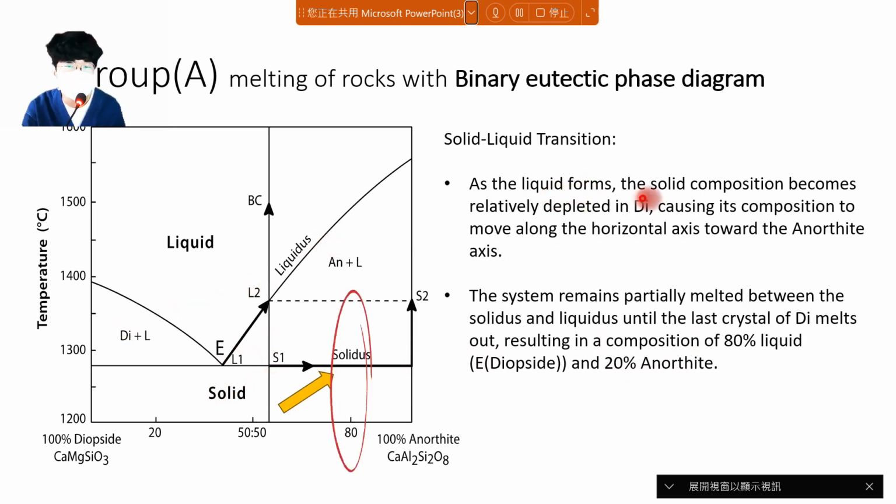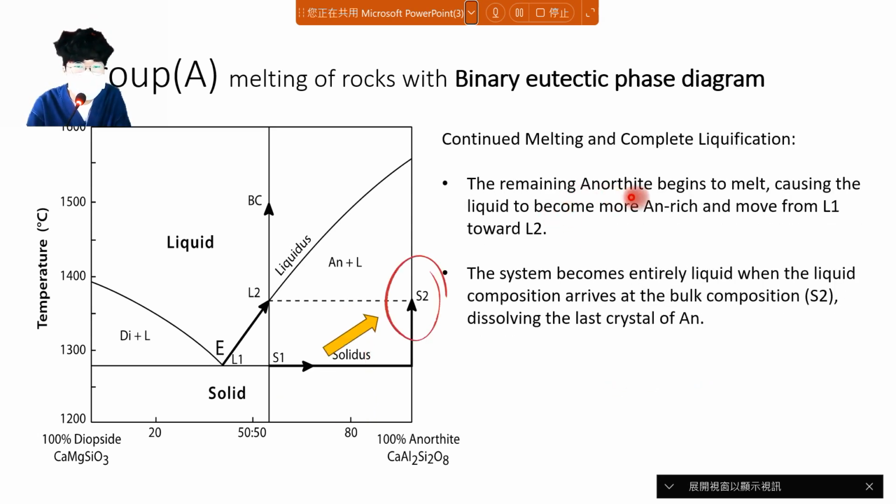As the liquid forms, the solid composition becomes relatively depleted in Di, this one, causing its composition to move along the horizontal axis towards the anorthite axis, this. The system remains partially melted between the solidus and liquidus until the last crystal of Di melts out, resulting in a composition of 30% liquid and 20% anorthite.